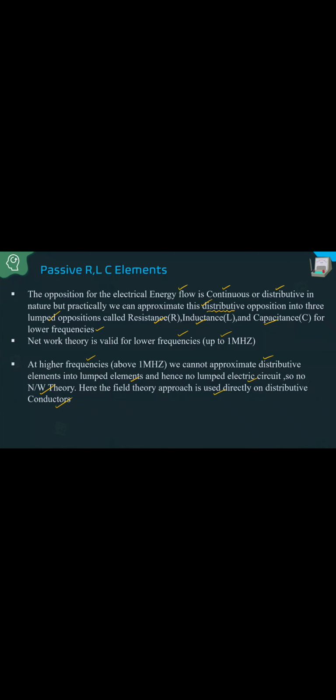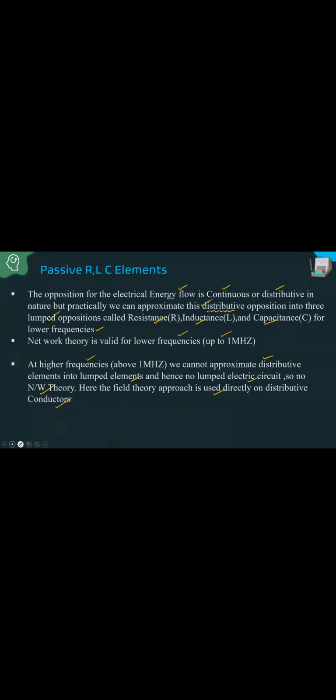That's why for higher frequencies, which approach is preferable? Field theory approach is preferable. But for lower frequencies, the network theory approach is preferable, because for lower frequencies only, we can approximate distributive as lumped. Then only the network theory concept is applicable. For higher frequencies, we can't approximate distributive as lumped. That's why there is no concept of network theory. We have to apply the field theory, students.